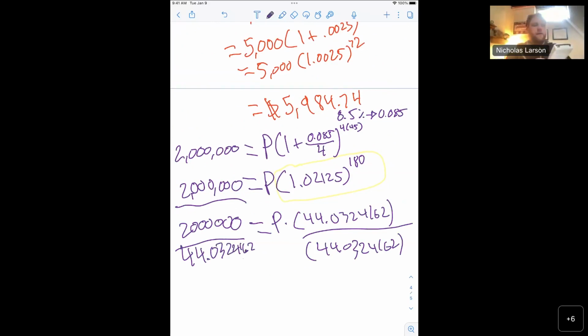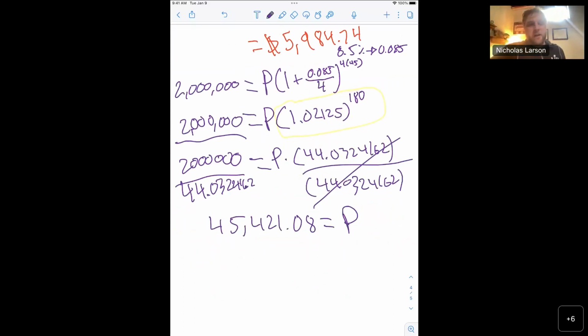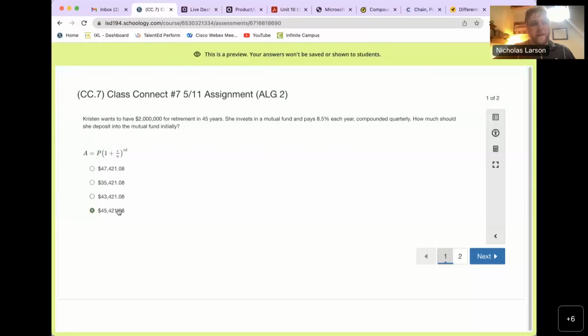44.0324162. So 1, 2, 3, 4, 5, 6. Make sure you got enough zeros. And I'm going to get about $45,421. And let's round this to 0.08 for my P. So that's how much I initially invested. Or that's how much I would have to initially invest in order for 45 years to have $2 million. Very common sort of retirement planning deal.